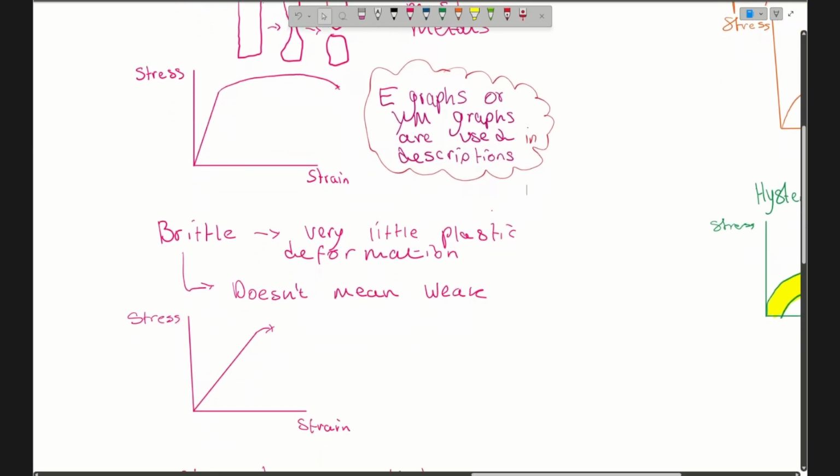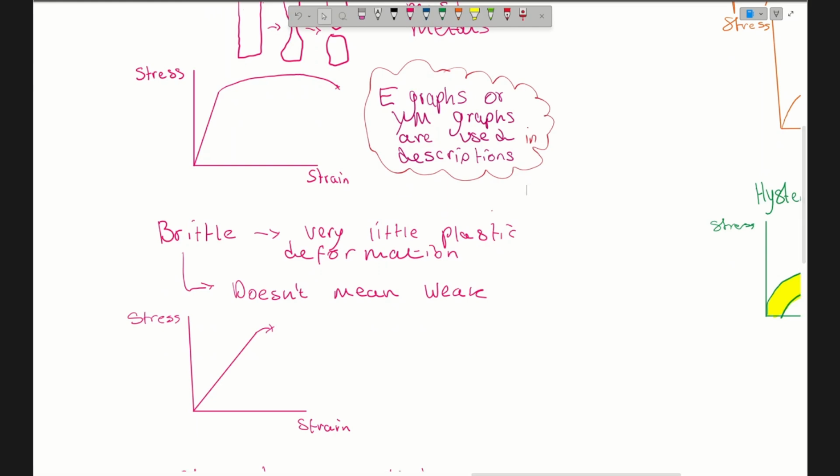As for a brittle material, it is almost the opposite. It has very little plastic deformation. However, a key thing here, people always get this confused. It does not mean the object's weak. A brittle material can still be stronger than a ductile material. It just reacts differently when force is applied to it, essentially.